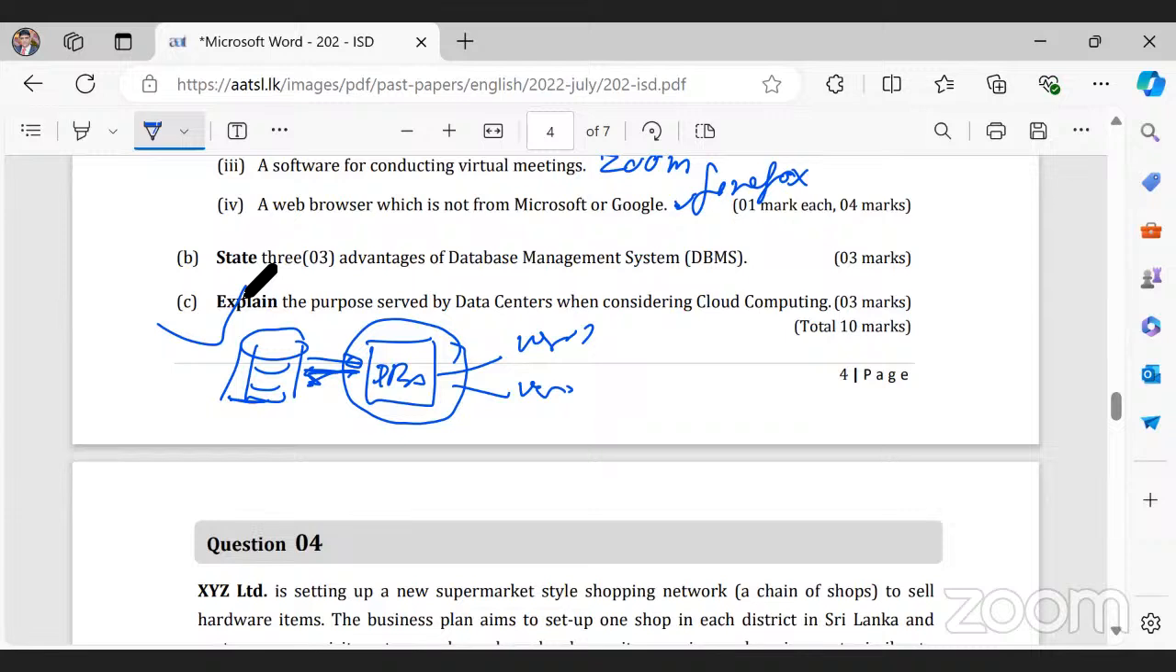Now, data centers are very important in cloud computing because the cloud is configured on a particular data center. That's why we can access those clouds at any time. Data storage, firewalls, there are different types of equipment stored in cloud computing.